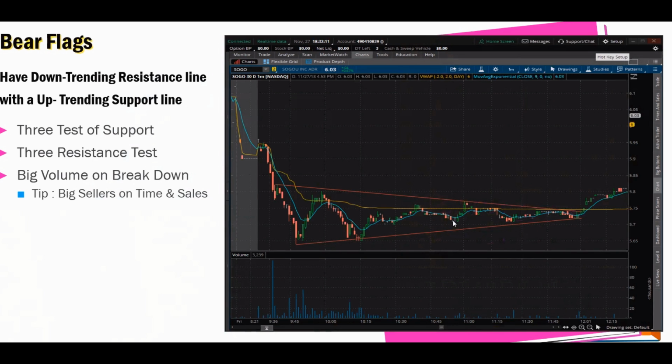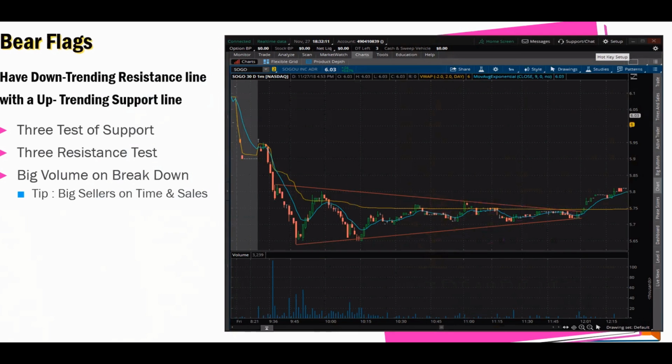What we're looking for is three tests of support, three tests of key resistance, and then big volume on the breakdown. If it does reverse, we just get on out. We have to pay attention for big sellers on the time and sales. That's what we're looking at in the end. We have to jump on their momentum, and that momentum is what we go ahead and trade.